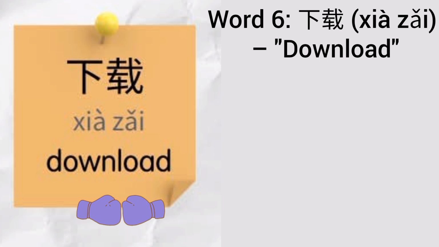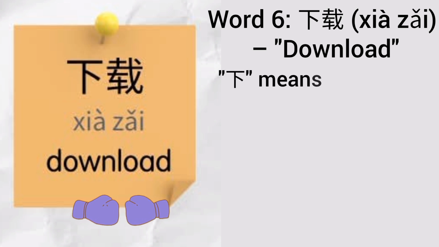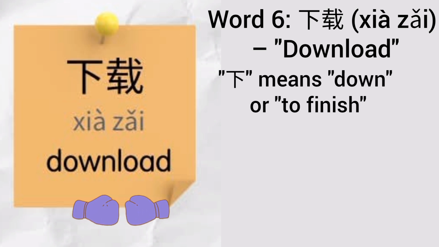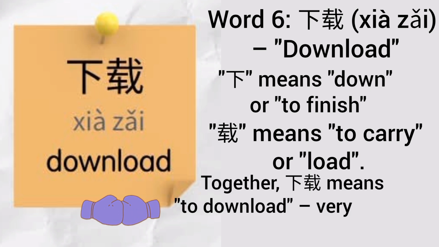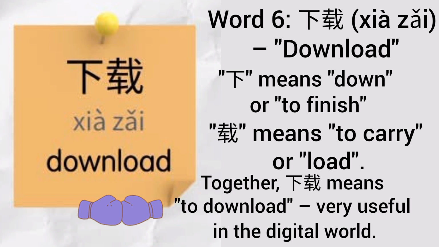First character is 下. It stands for down, or to finish, which is our main character. Second character is 载. It stands for to carry, or load. So together it makes 下载. Together, this vocabulary means to download, very useful in the digital world. Let's watch examples to learn it even more.